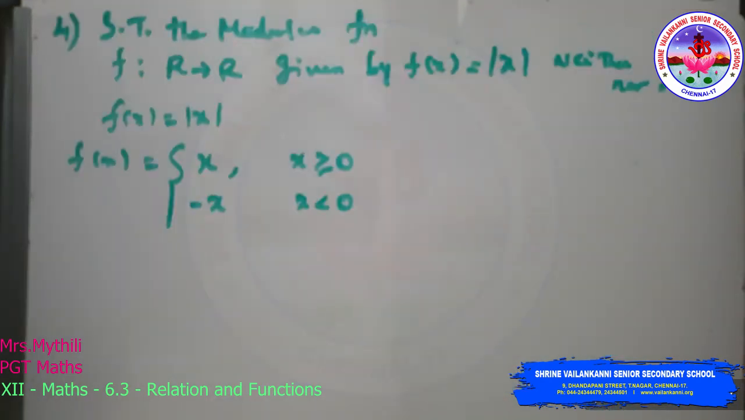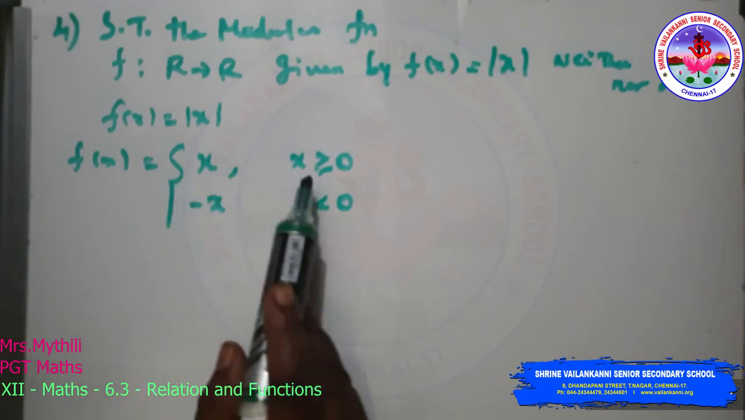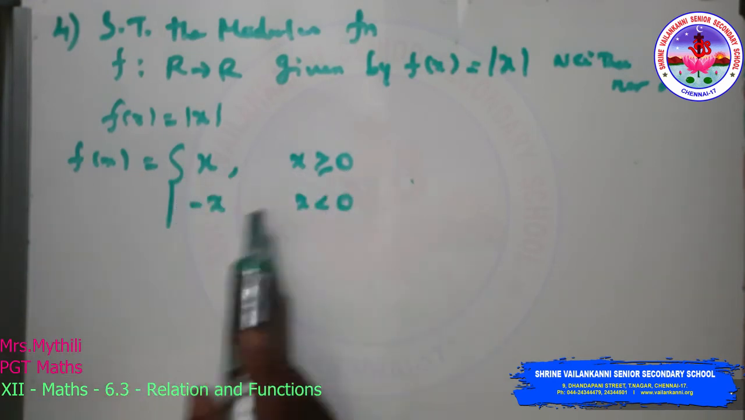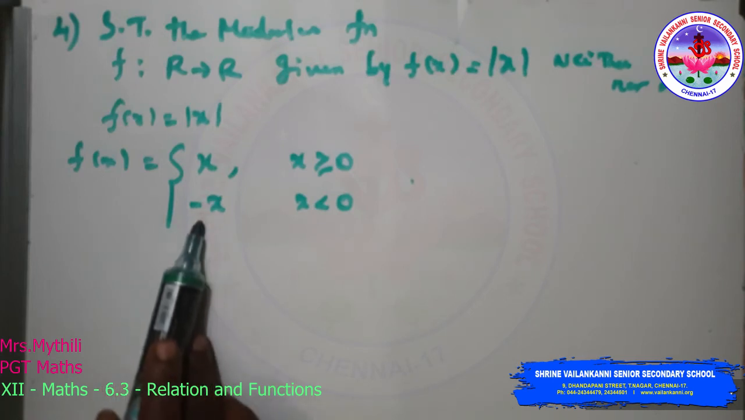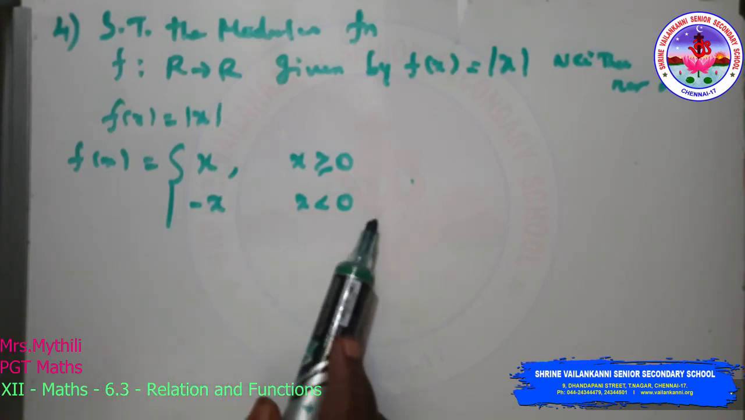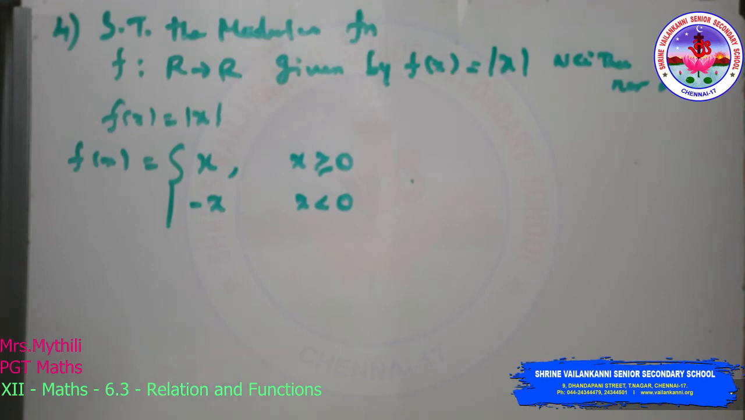Fourth question, show that the modulus function f from R to R given by f of x equal to modulus x is neither one-one nor onto, where modulus x is x if x is positive. That is f of x equal to x if x is greater than or equal to 0, and modulus of x is minus x if x is negative, that is x is less than 0.